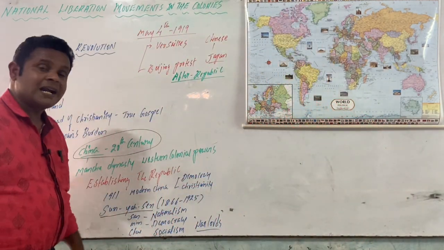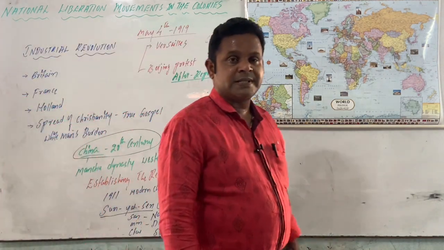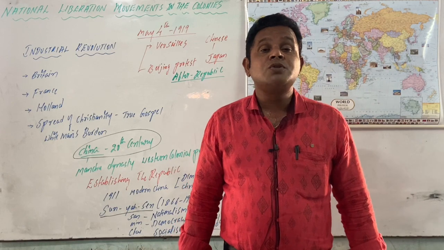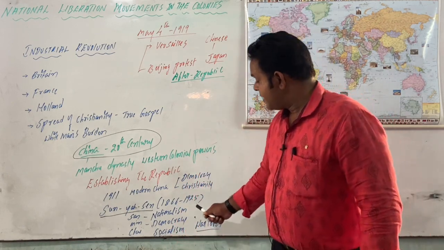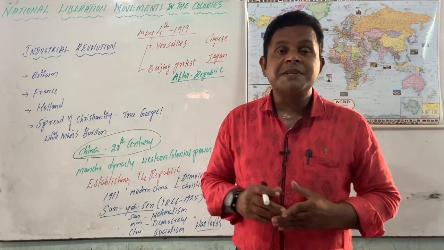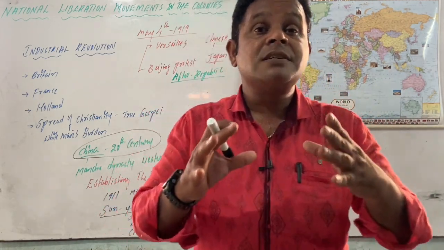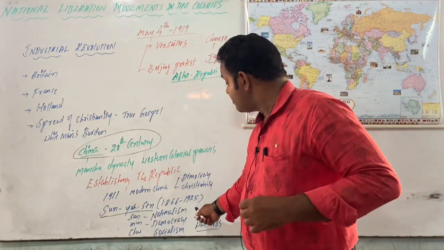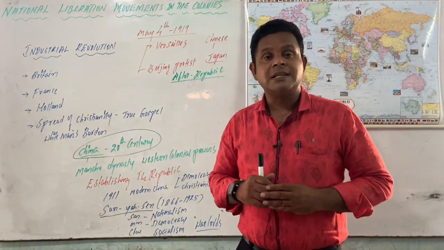Here he started three important principles. In the Chinese language, we call it San Min Chu I, nothing but nationalism, democracy, socialism. Nationalism is nothing but uniting the nation together. How to unite the nation together? That is what we call nationalism.